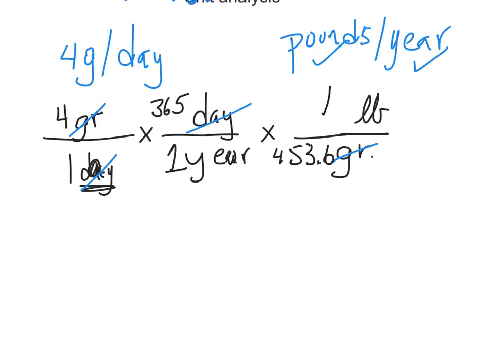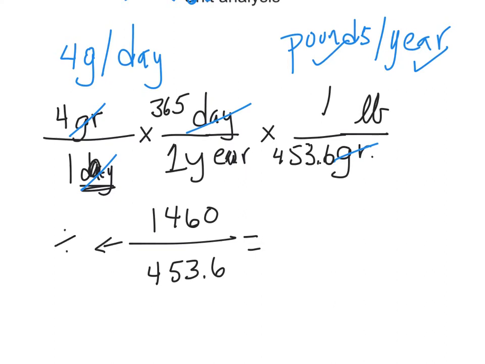Now we just need to grab our calculators, and we need to do 4 times 365 times 1, which is 1460 on the top. On the bottom, 1 times 1 times 453.6 is that magical number. And then we just divide them out. Again, a fraction bar, I don't know if I said that earlier, it just means to divide. So 1460 divided by 453.6, and we will get, well, I don't pay for gold myself, so I don't know.